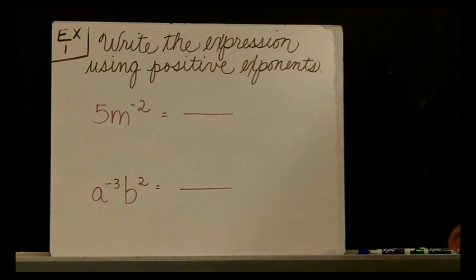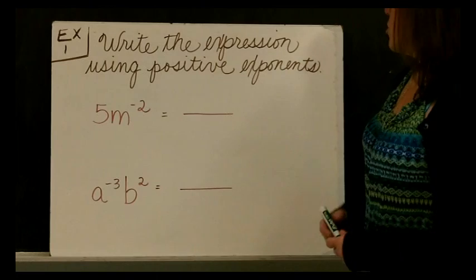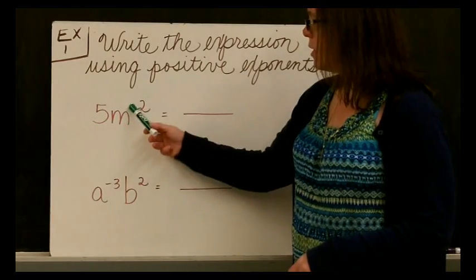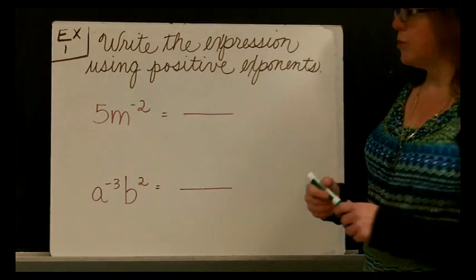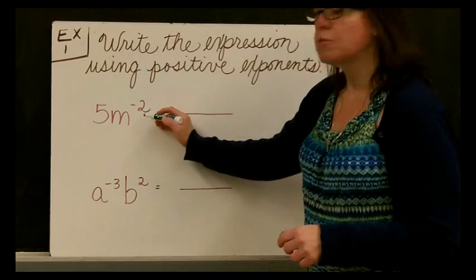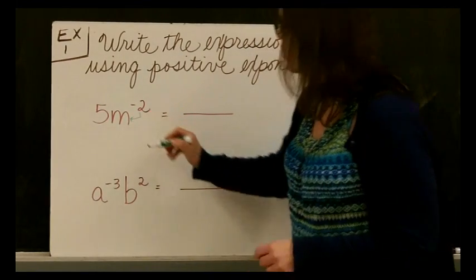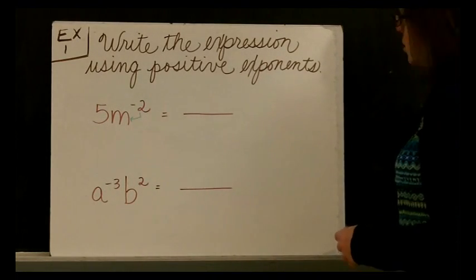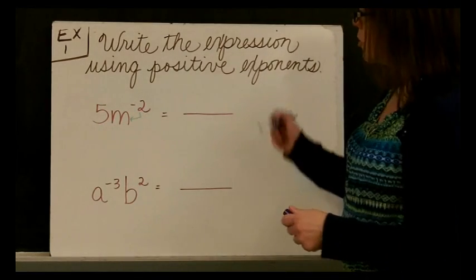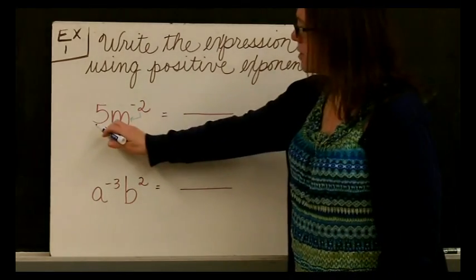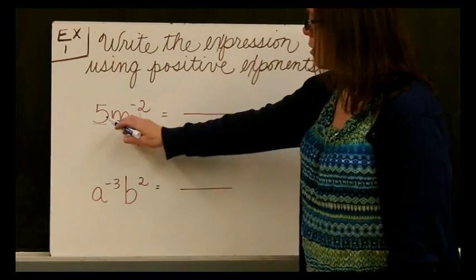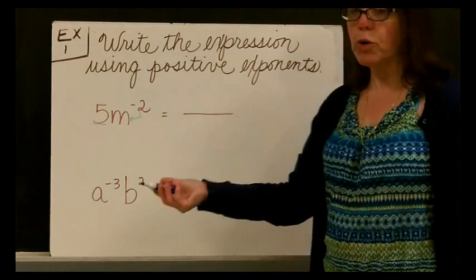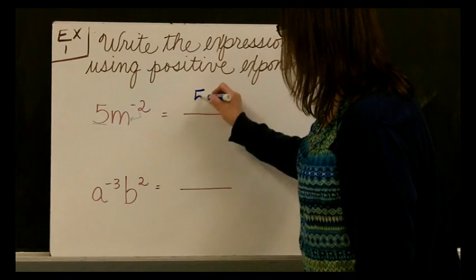So let's take a look at our first example. Write the expression using positive exponents. So here we have 5m to the negative 2. And just a reminder, this negative 2 exponent is anchored to the variable m. It has nothing at all to do with the 5. The 5 here is really just a coefficient. But we're going to take this one piece at a time. Let's take a look at the 5. When we are going to move this into a fraction, this 5, which means 5 over 1, will get put into the numerator.